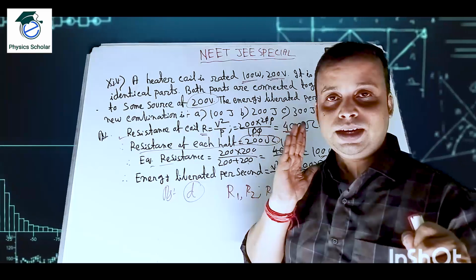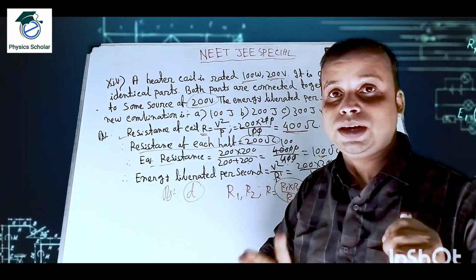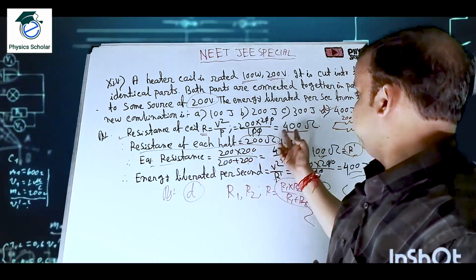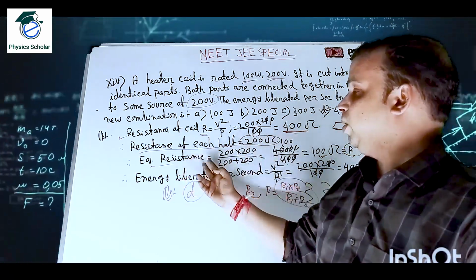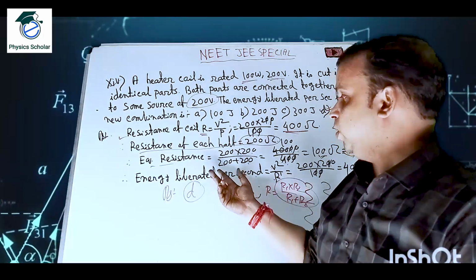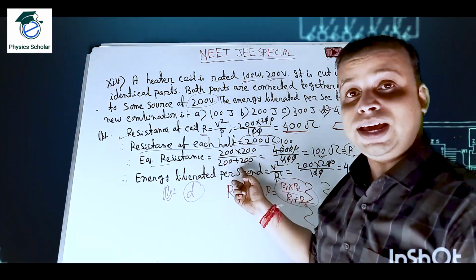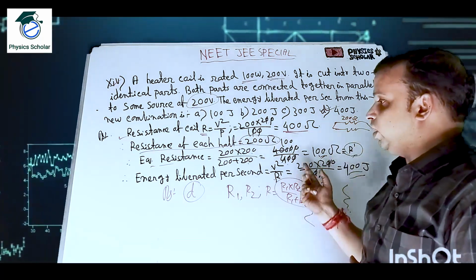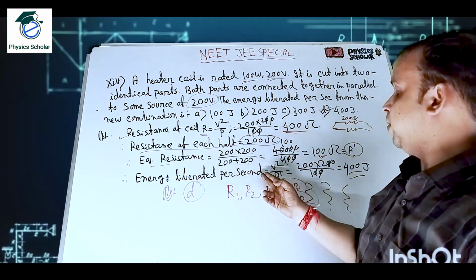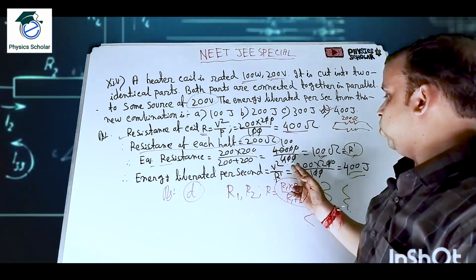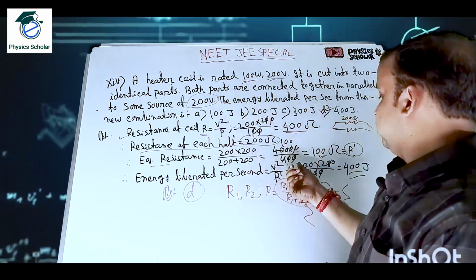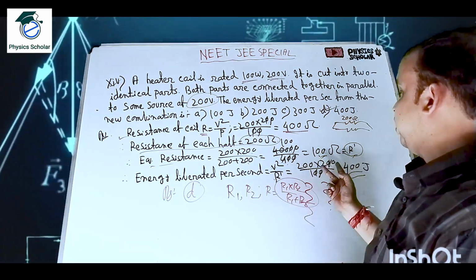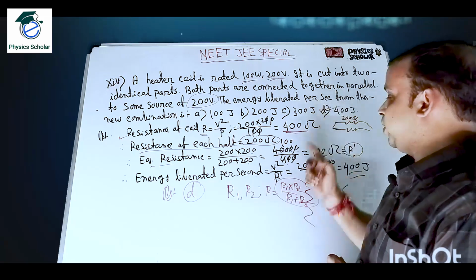Now this coil is cut into two equal halves. So the resistance of each half will be 400 by 2, that means 200. Clear? Now the equivalent resistance, as they are connected in parallel, will be 200 into 200 divided by 200 plus 200. So it will be 40,000 by 400, equal to 100 ohms. It is R dash. So energy liberated per second is equal to V square by R dash. V is the 200 volt main, so 200 into 200 divided by R dash, the equivalent resistance of the two resistances, that is 100. So it is 400 joule. Clear? So option D is correct.